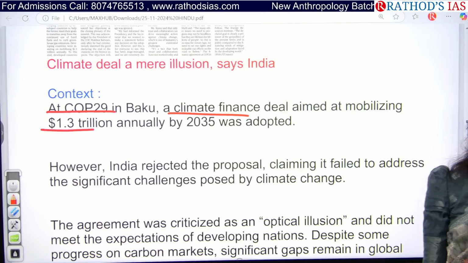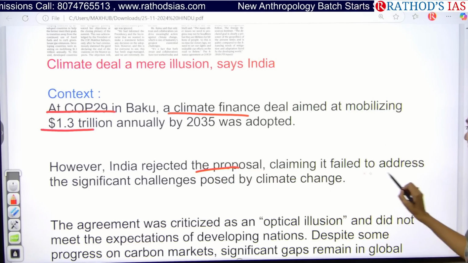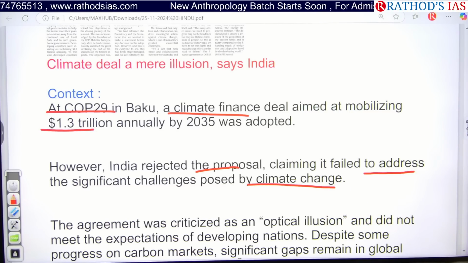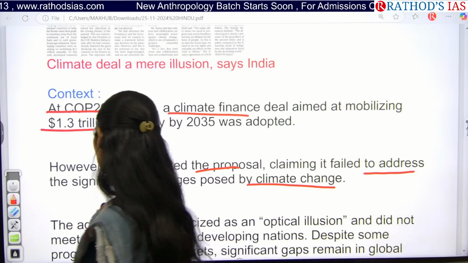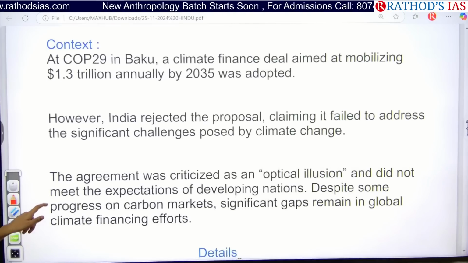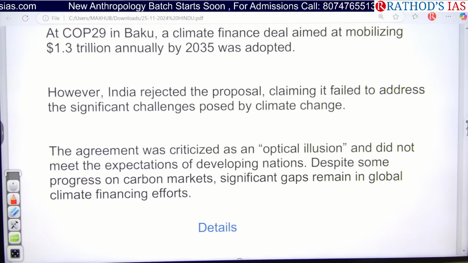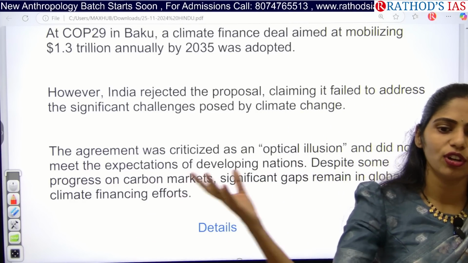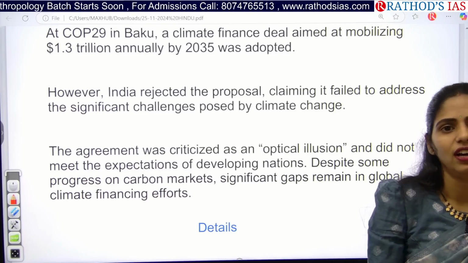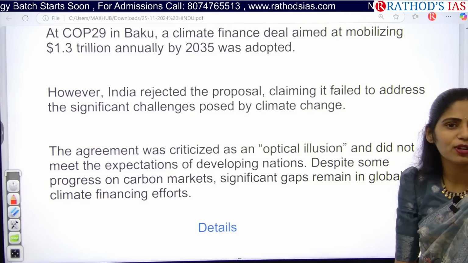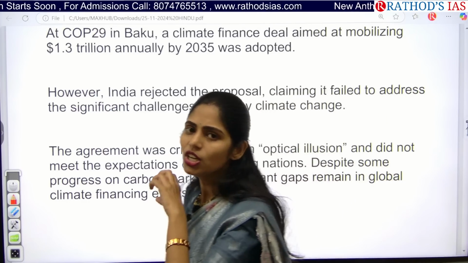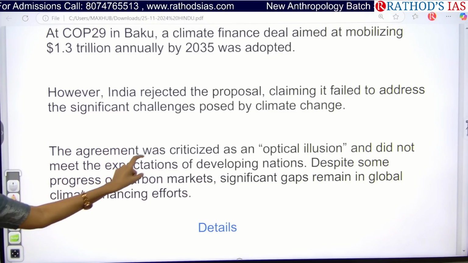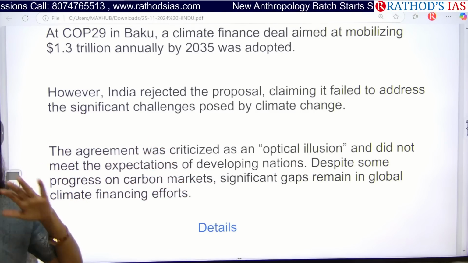But India rejected this proposal. India rejected this proposal claiming that it failed to address other significant challenges posed by climate change. And here India said that it is just an illusion. It did not meet the expectations of developing countries. We don't have a proper clear-cut idea of where this finance can be used. They only said that we are going to finance, but where we have to use it, in which area, like improvement of technology or decreasing carbon dioxide emissions or transition towards renewable energy, they didn't give a clear idea. So because of this, India criticized this agreement as just an illusion.